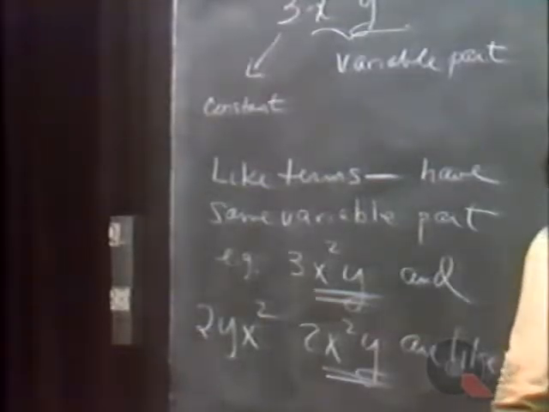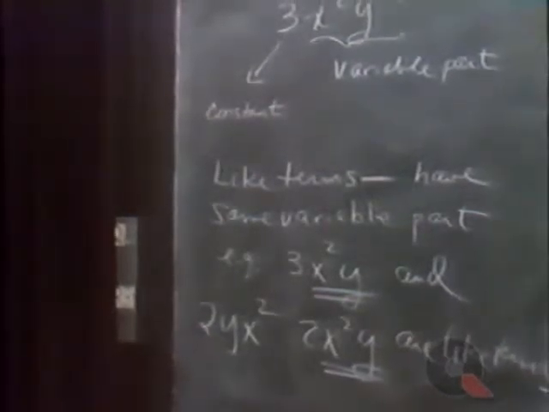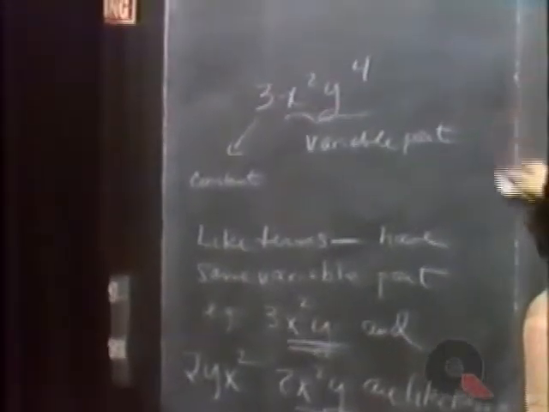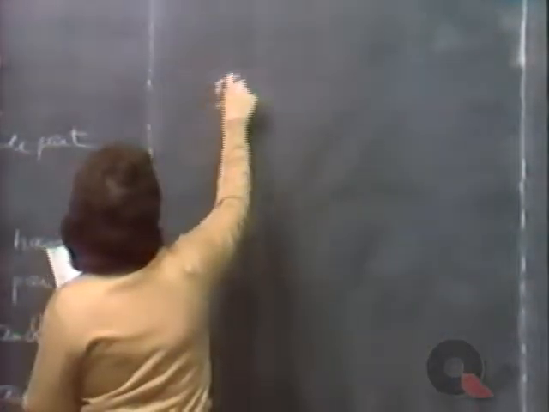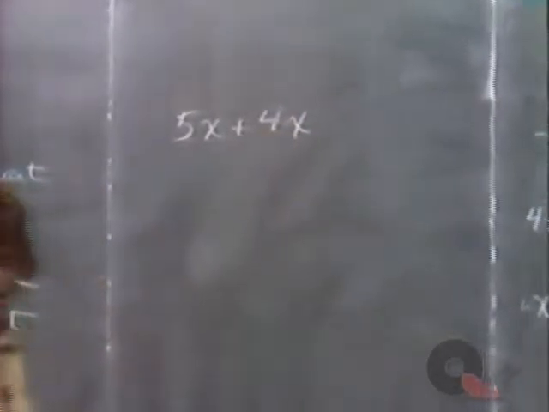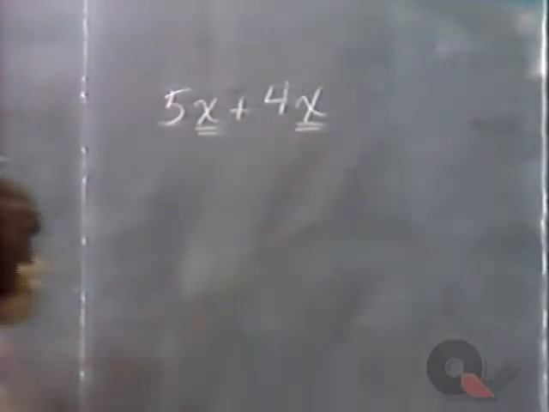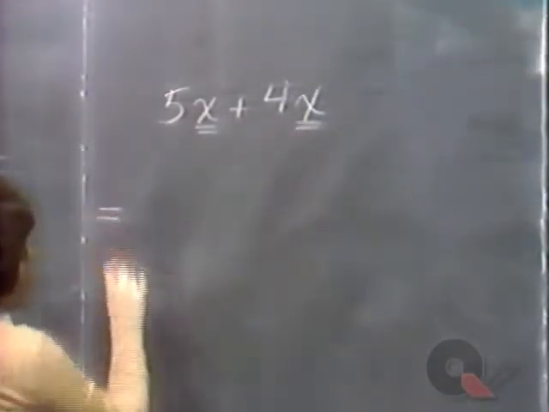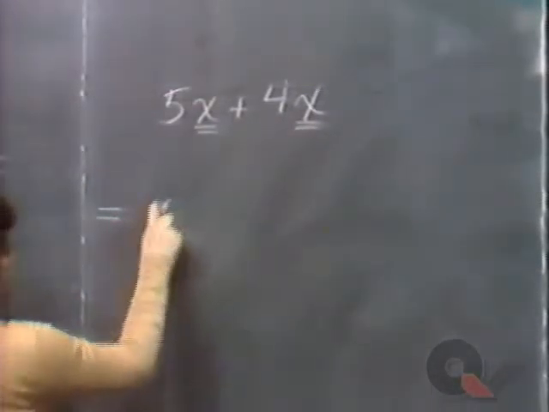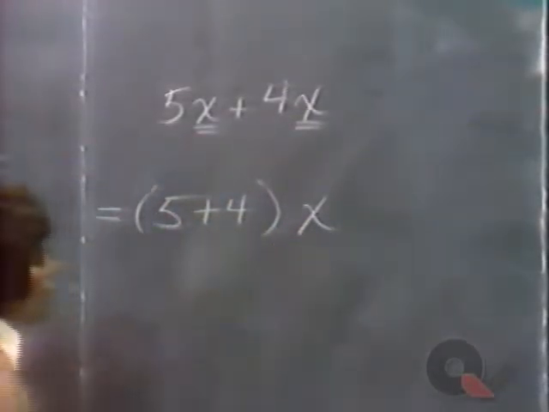Now, when you're dealing with like terms, you can often simplify algebraic expressions by combining the like terms. Let me give you an example. Say you want to add 5x and 4x. You'll notice that these are like terms. The variable parts are the same. What we can do is factor out an x, like so, using the distributive law.